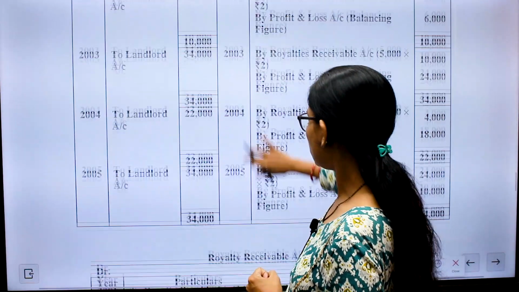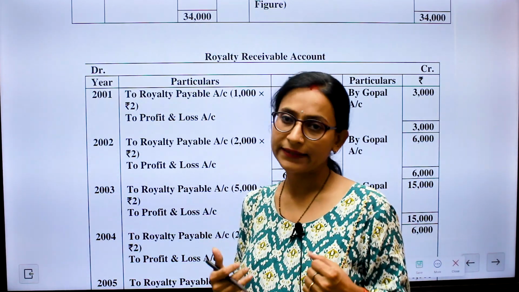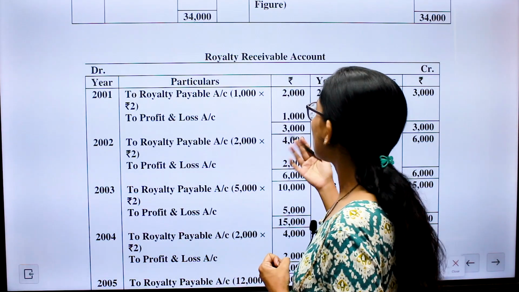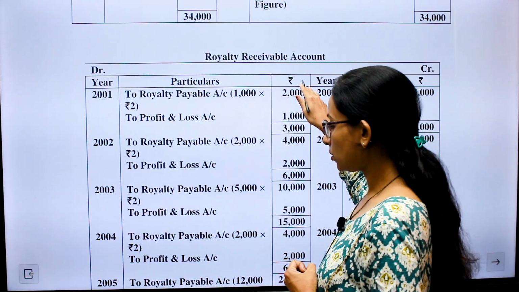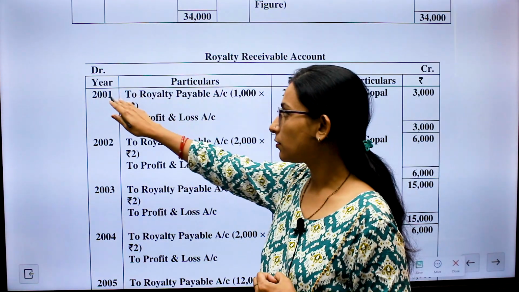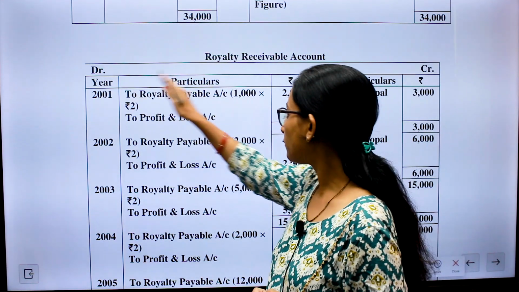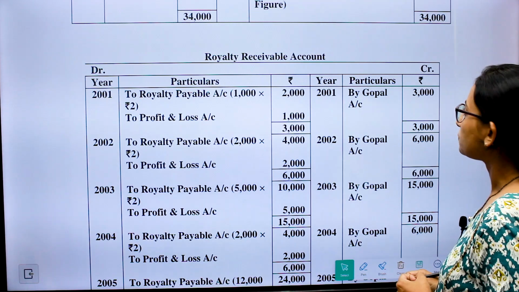Royalty receivable table is prepared with the help of the second analytical table, meaning the sublease analytical table. Again, the head title of this ledger account will be royalty receivable account. Left hand side will be the debit column, right hand side will be the credit column, then year, particular, rupee, year, particular, rupee.